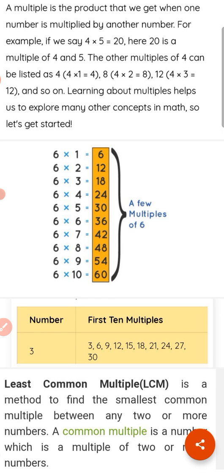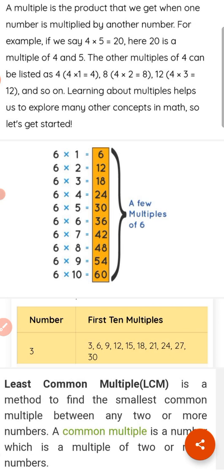For example, if we say 4 multiplied by 5 is equal to 20, here 20 is a multiple of 4 and 5. The other multiples of 4 can be listed as 4 1s are 4, 4 2s are 8, 4 3s are 12 and so on.